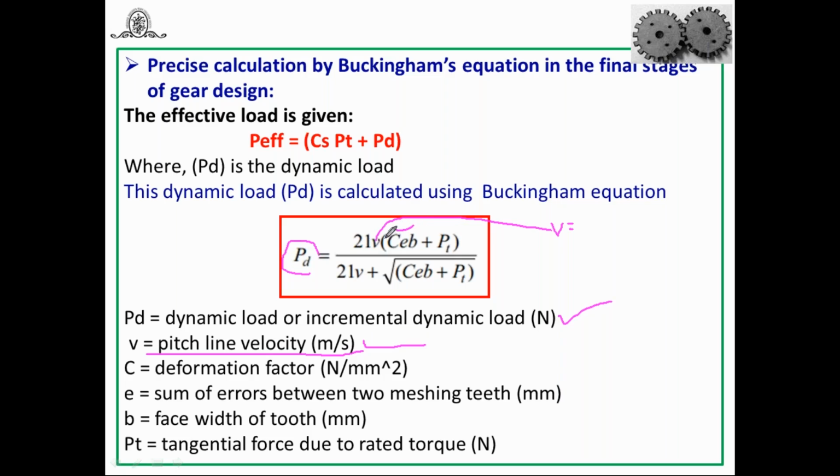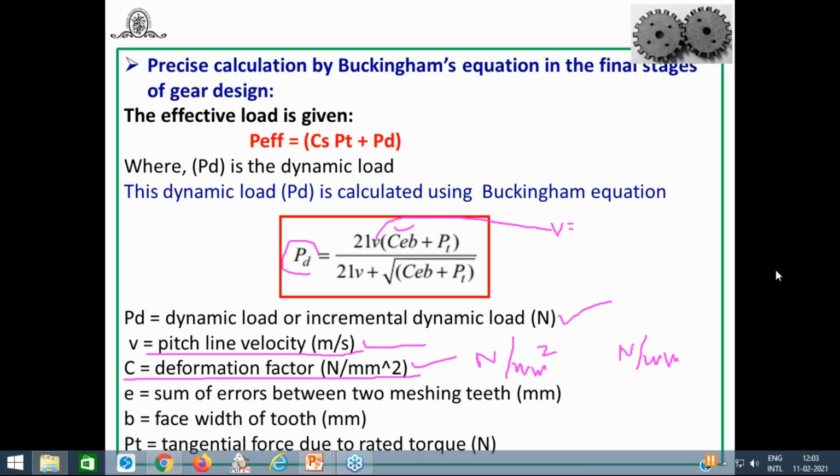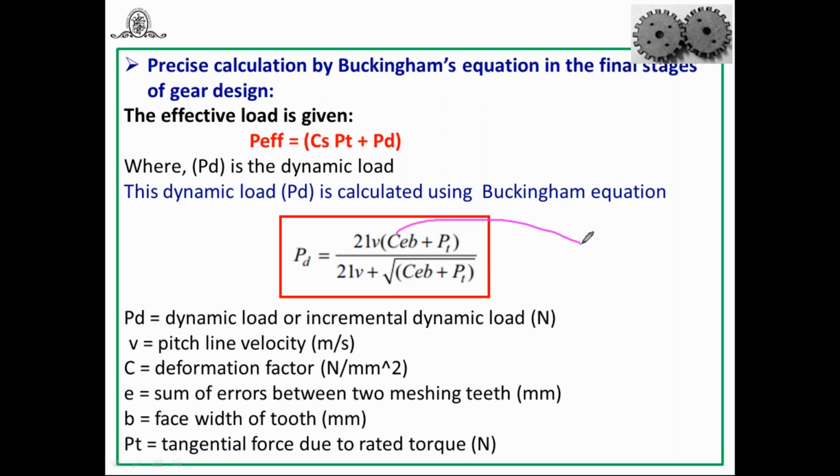What is this capital C? The capital C is the deformation factor, and it is in Newton per mm square. Try to understand, it's very important. It is in Newton per mm square. Sometimes in university examinations, this deformation factor may be given in Newton per mm. So try to understand that whatever C we are using in our PD equation, this C is the deformation factor, in Newton per mm square.